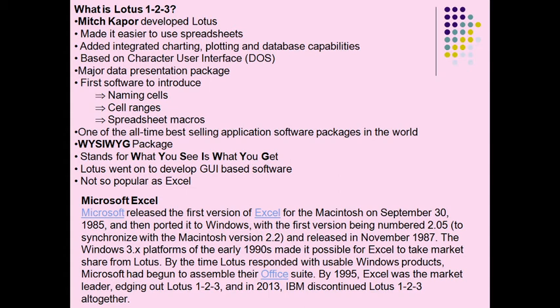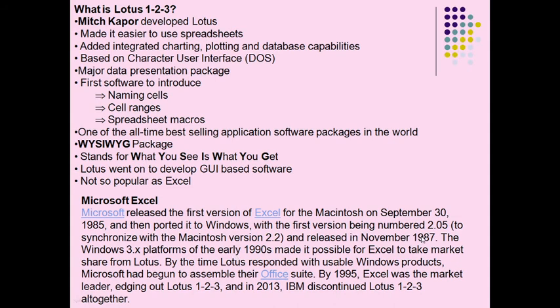Now, Microsoft Excel release. Microsoft released the first version of Excel for the Macintosh on September 30th, 1985, and then ported it to Windows, with the first Windows version being numbered 2.05 and released in November 1987.